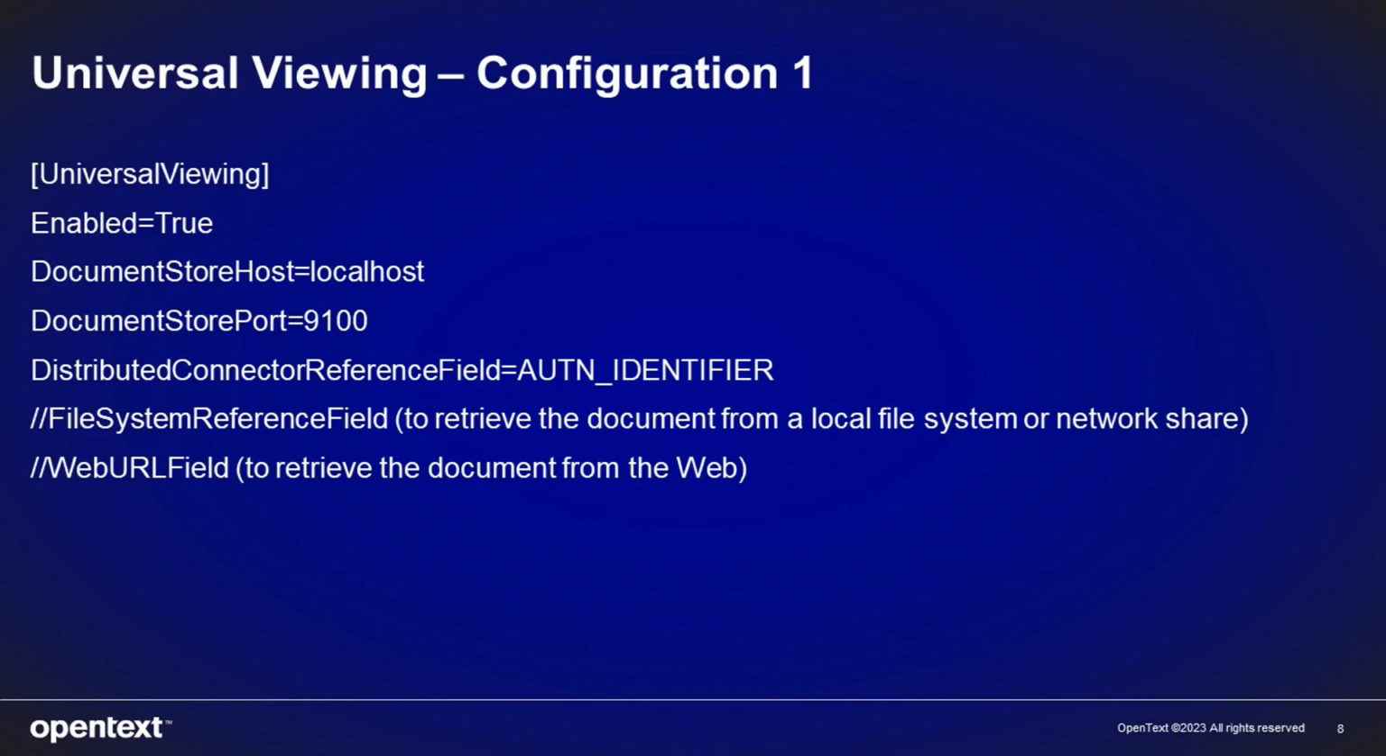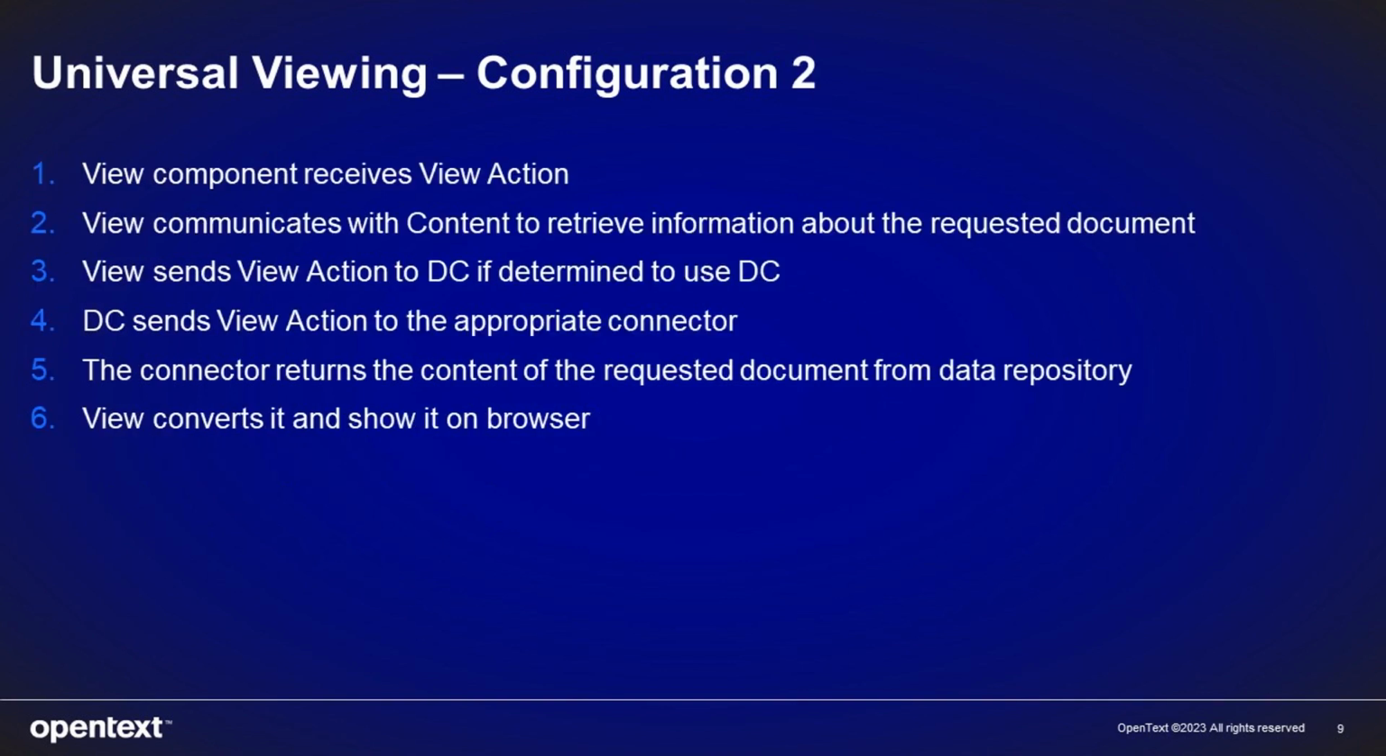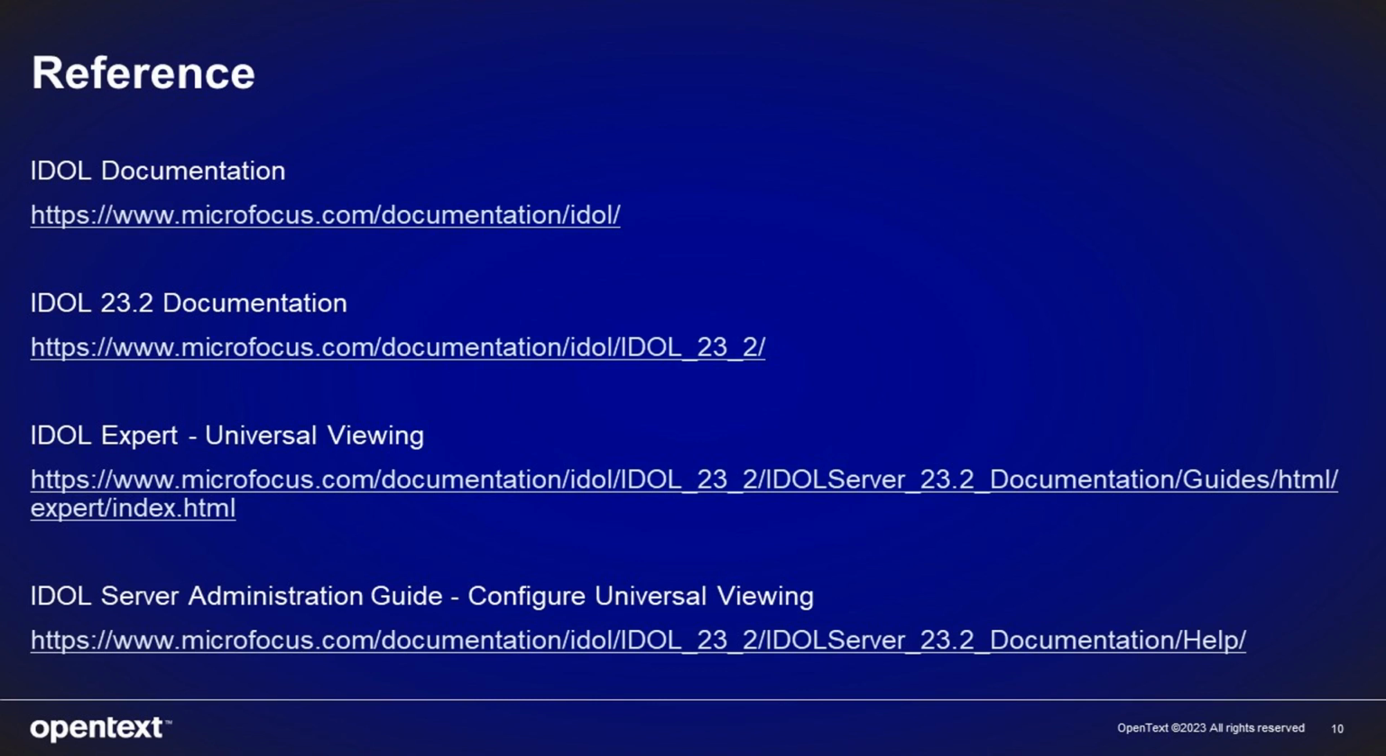Distributed connector reference field, file system reference field, and web URL field. In this case, only the distributed connector reference field is configured as an example. This is a reference field used to access documents through the distributed connector and generally an AUTN_IDENTIFIER. For more details about universal viewing, please refer to this documentation.